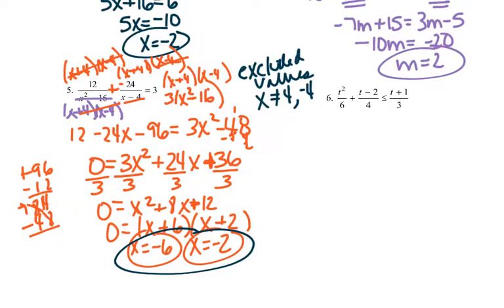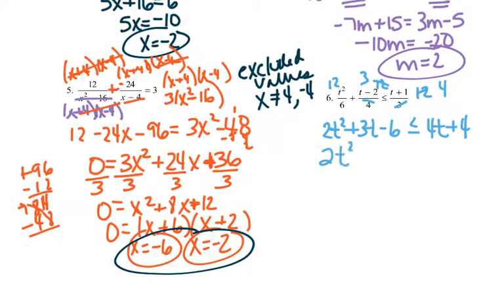Last one here is a quadratic. It's going to end up being an inequality. I've got to multiply everything by 12. I'm going to get 2t squared. That cancels and gives me 3, so when I distribute it, 3t minus 6. That cancels and gives me 4, 4t plus 4. Right, when I clean it up, I'm going to get 2t squared minus t minus 10.